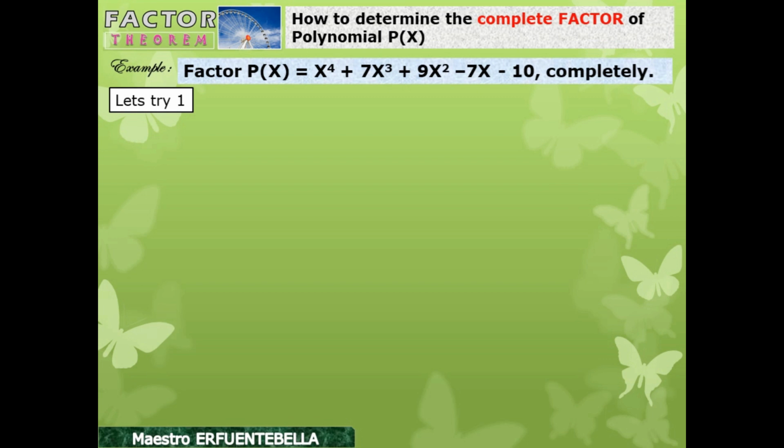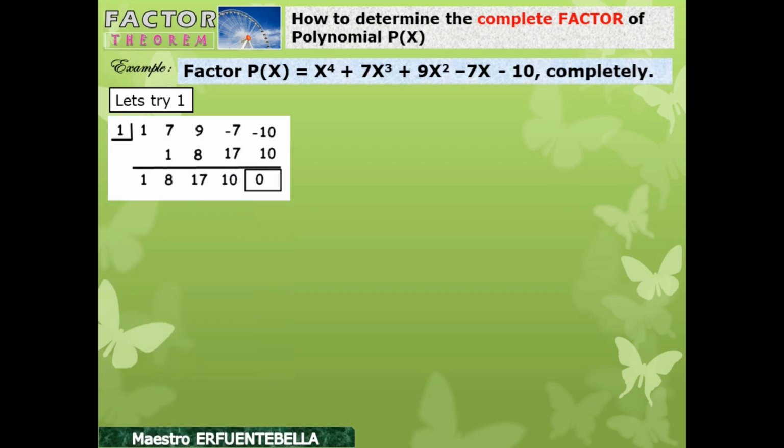Okay, so let's try now 1. We copy all the numerical coefficients: 1, 7, 9, negative 7, and negative 10, and our r is 1. The remainder is 0, so therefore it is a factor. The first factor now is x minus 1. If you notice, we change the sign from positive 1 to negative 1 in the binomial x minus r. The remaining factor now is x cubed plus 8x squared plus 17x plus 10.